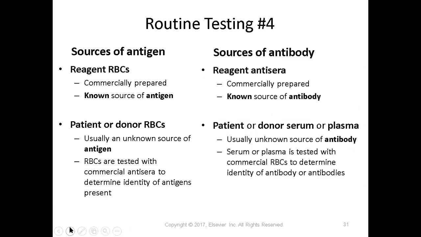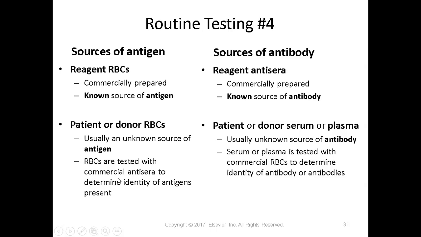So let's talk about some sources of each of these. So sources of antigen, we know it's going to be some type of red blood cell. There are reagent red blood cells that we purchase from manufacturers, and they have a known source of antigen on them. And so these are reagents that we can use to help determine, for instance, somebody's ABO type. Okay. We also have patient or donor red cells, and these are an unknown source of antigen. So we're using other reagents, we're using sources of antibody to try to find out what antigens the patient or the donor has on their red cells.